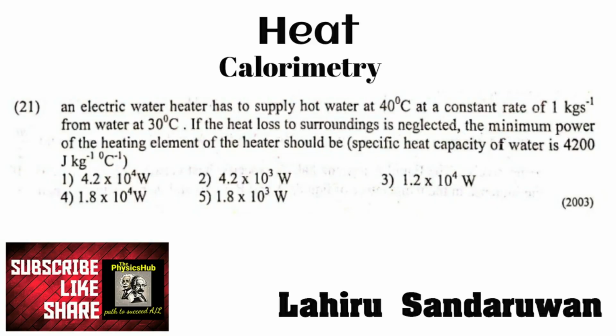An electric water heater has to supply hot water at 40 degrees Celsius at a constant rate of 1 kilogram per second from water at 30 degrees Celsius. If the heat loss to the surroundings is neglected, the minimum power of the heating element of the heater should be? The specific heat capacity of water is 4200.